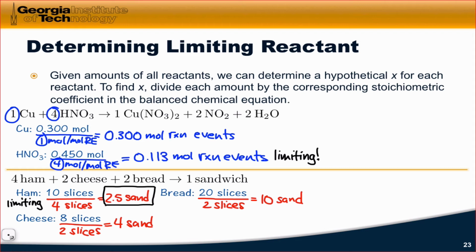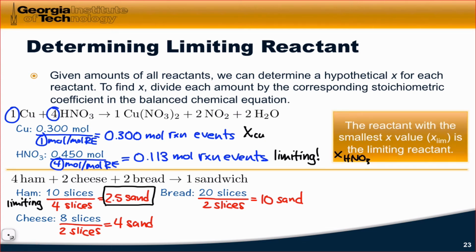So notice what we did in each case. We calculated a hypothetical number of reaction events that each reactant could engage in. We needed conditions, we needed numbers of moles to do that, and so you'll be given, or you'll be able to calculate, moles of the reactants in order to determine the limiting reactant. And we looked at which of these is smaller. What we can say in general is that the limiting reagent will be associated with the smallest hypothetical X value, the smallest number of hypothetical reaction events.